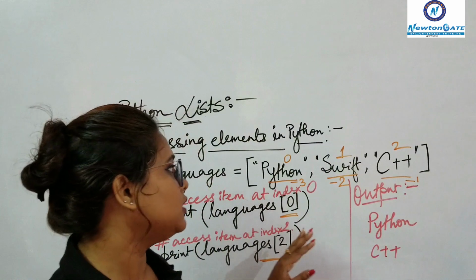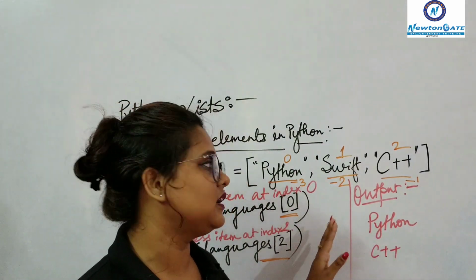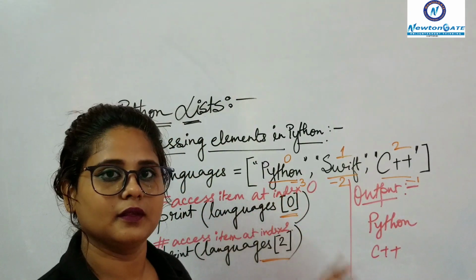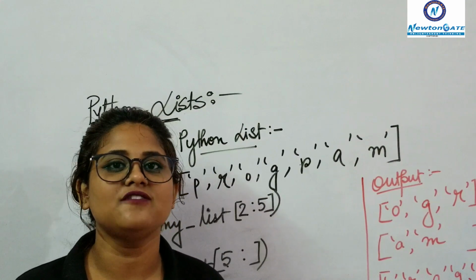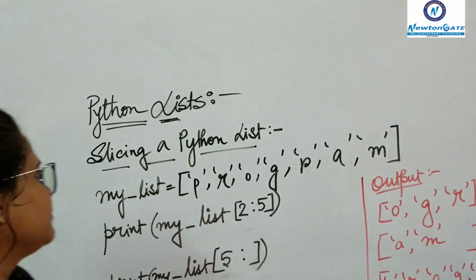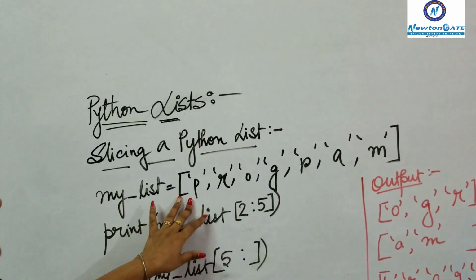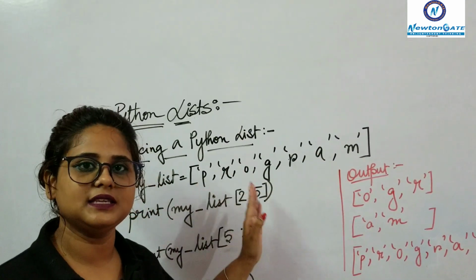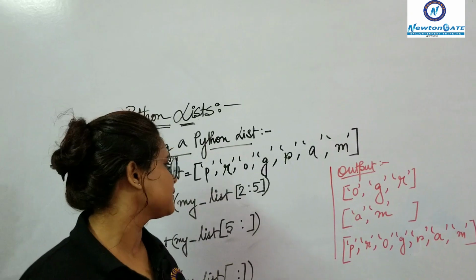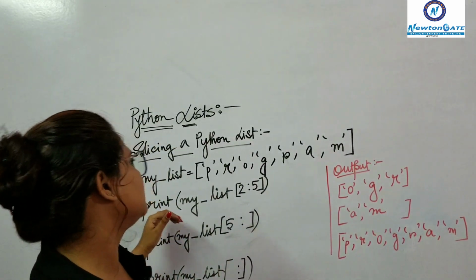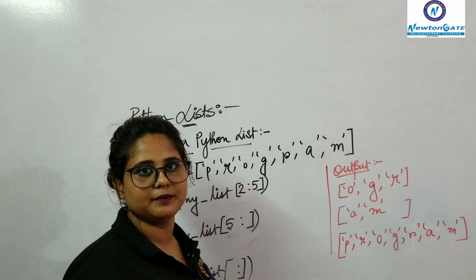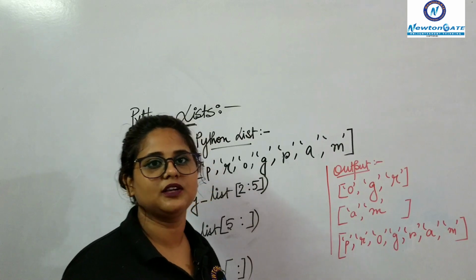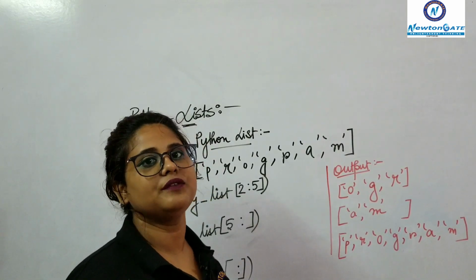So if we want to print the element at -1, it will be C++, and the element at -3 will be Python, okay? Moving to our next topic, we have Python list slicing. So here we have our list, that is the elements are P, R, O, G, R, A, M. All these are characters inside the list. If I want to print this particular list in a fragmented manner, not the whole at once, then we need slicing.